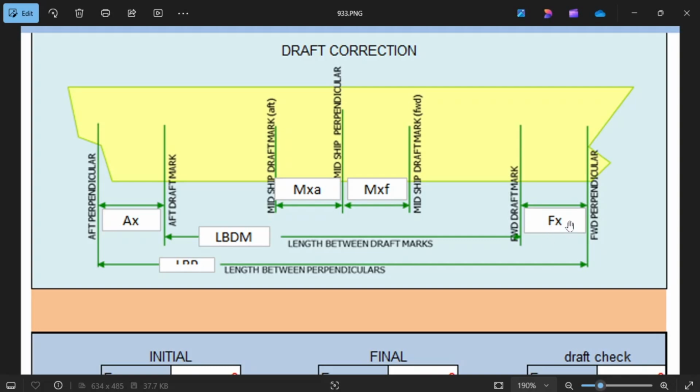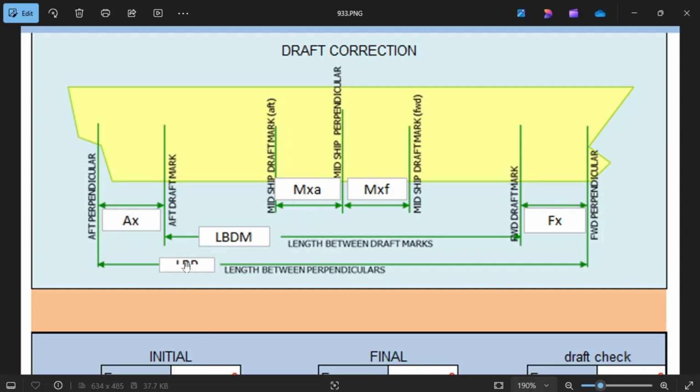So this is important to note that on board the vessel, you check your loading manual and check how much your forward correction is. All vessels have this forward correction. Then I repeat, if this is your forward perpendicular and this will be your forward draft, the distance between your forward perpendicular and your forward draft is what you call the forward correction. So there's always a forward correction.